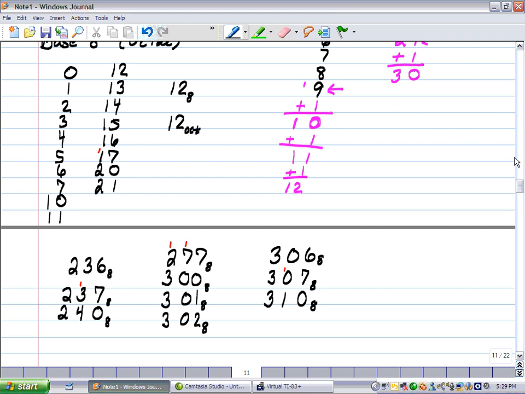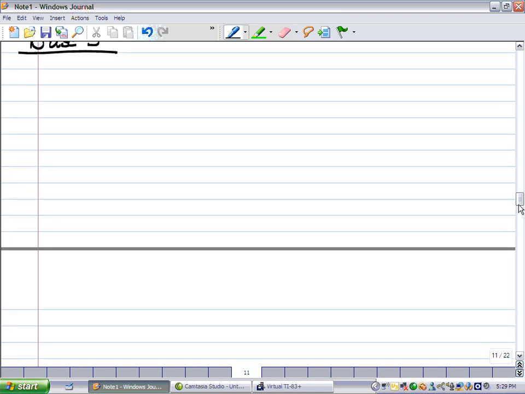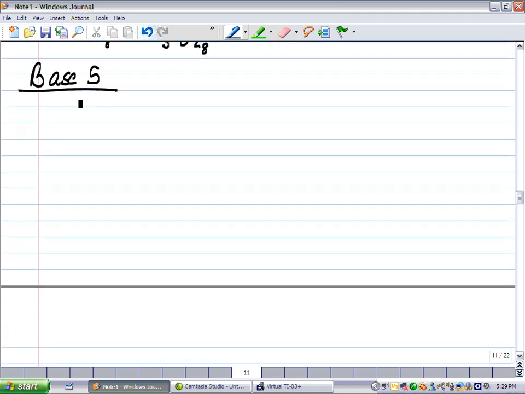Okay, well, let's try a different base. Let's say we were talking about base 5. Talking about base 5, what would the symbols be? 0, 1, 2, 3, and 4. Those would be our 5 symbols. What would come after 4?